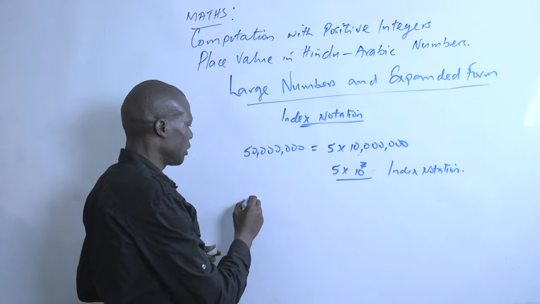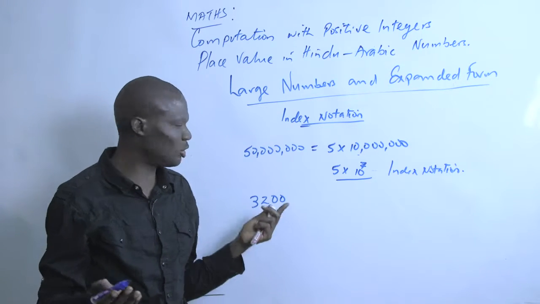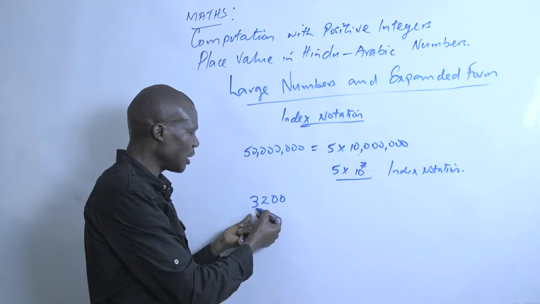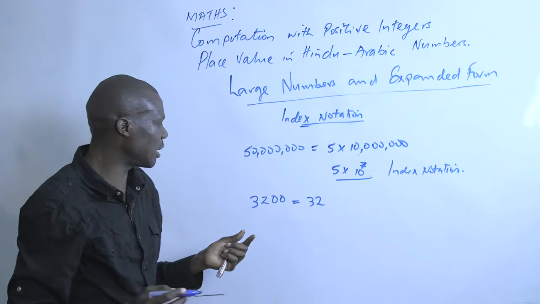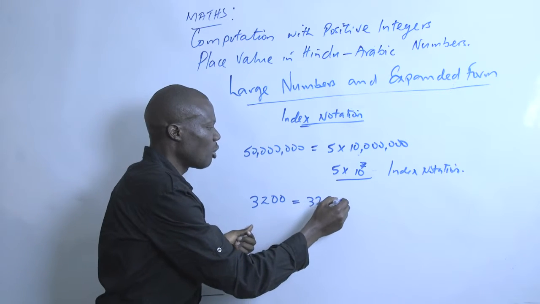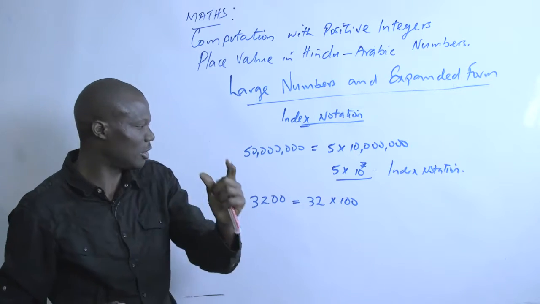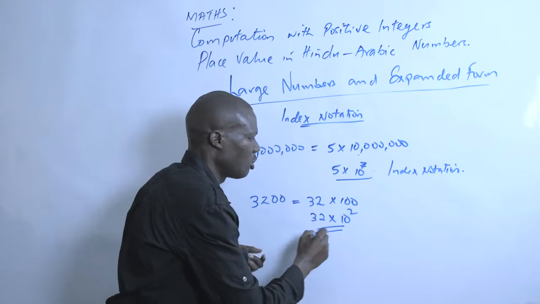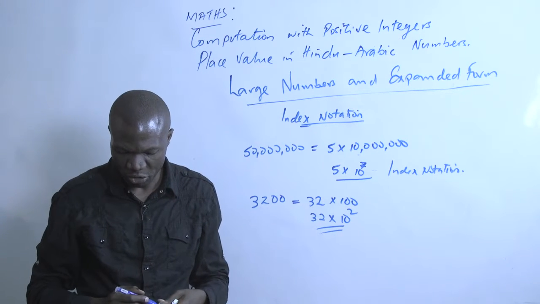Another number is, let's take for example, 3,200. To change 3,200 into index notation, we shall concentrate and say that the whole numbers remain. So we have 32. But you realize that by the time we reach 2, we are at hundreds, which means that 2 times 100 is still the same. But we need to change this one into index notation. So it will be 32 multiplied by 10 raised to the power of 2.